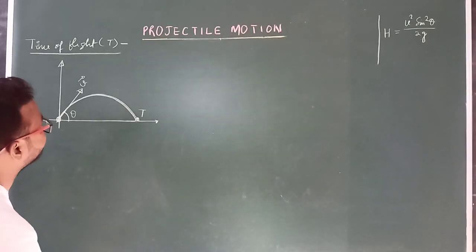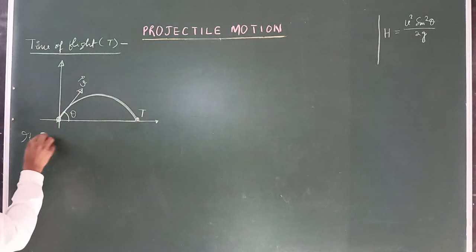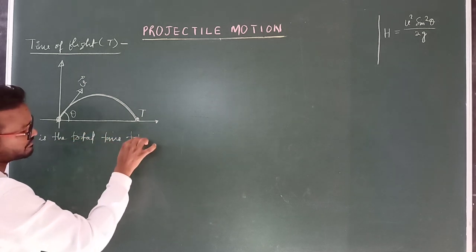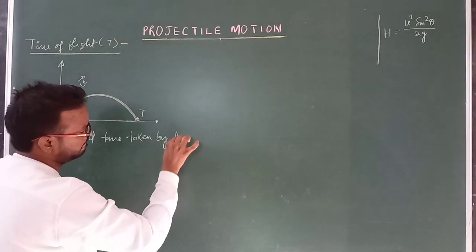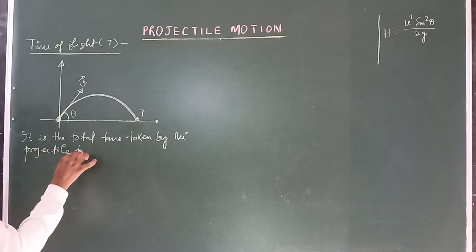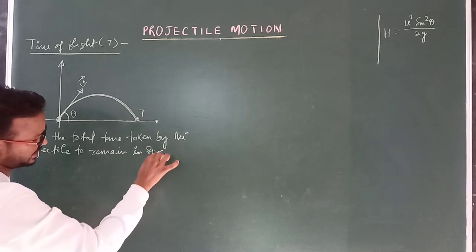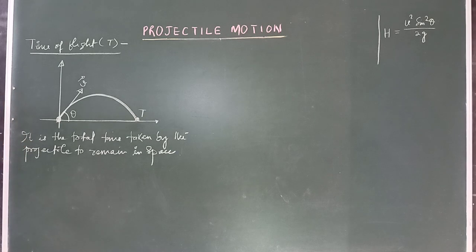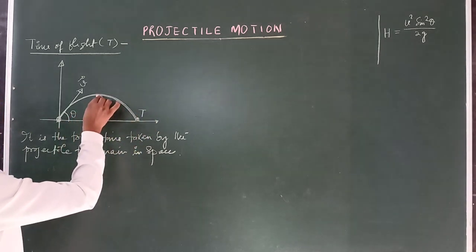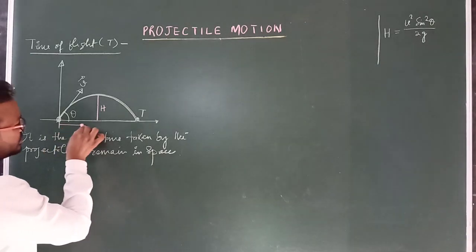So if I want to write its relation, time of flight means the total time taken by the projectile to remain in space, and it is denoted by capital T. Clear? Okay.